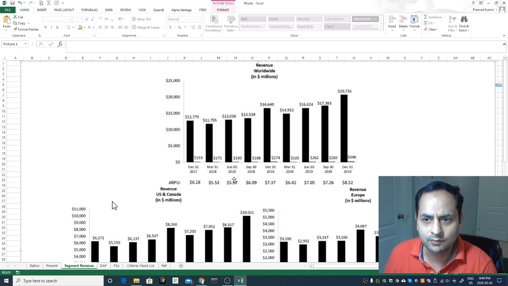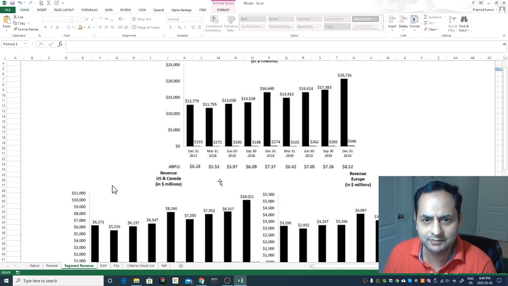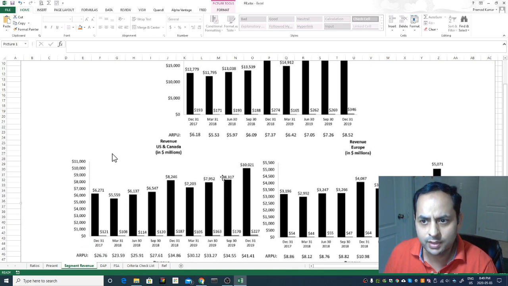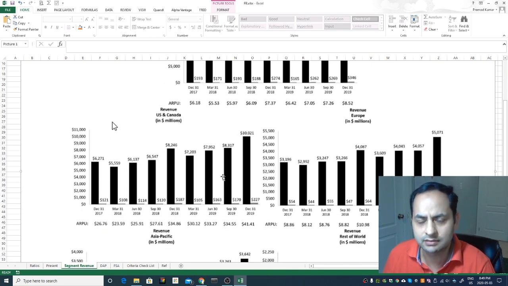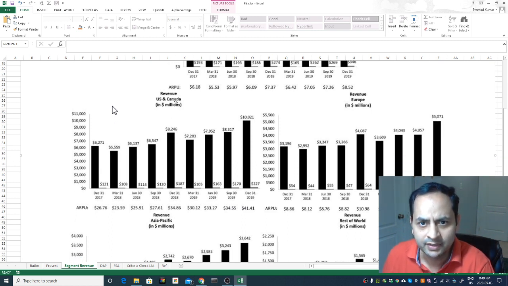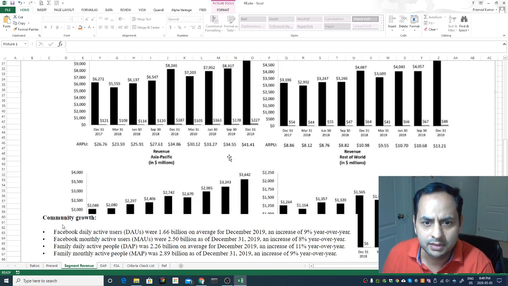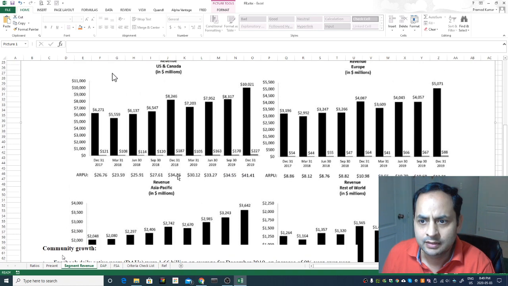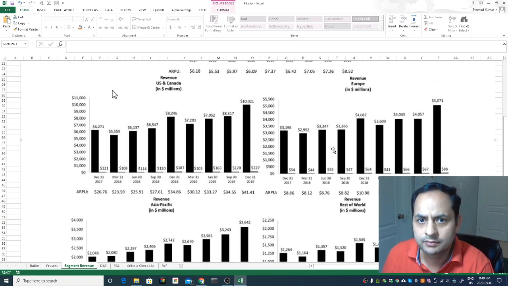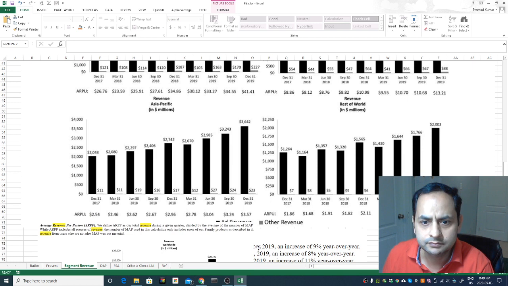Next, I want to see which region the revenue is increasing or decreasing. And I'm quite surprised that in every region the revenue is increasing. For sure, their mature market is the USA and Canada, so you notice it's quite high, $10,000 in millions, so 10 billion. But if you notice Asia Pacific and Europe, and the rest of the world, this is still increasing.